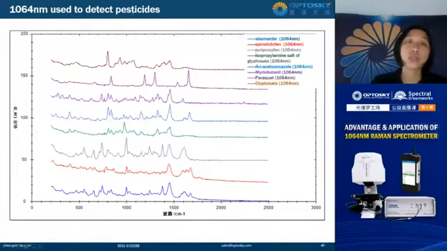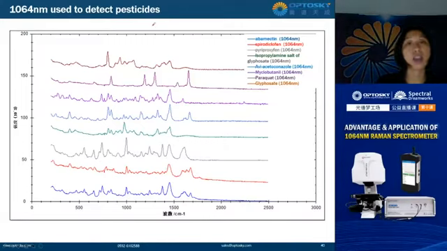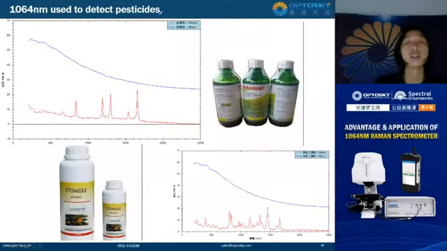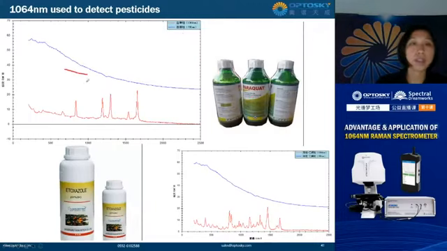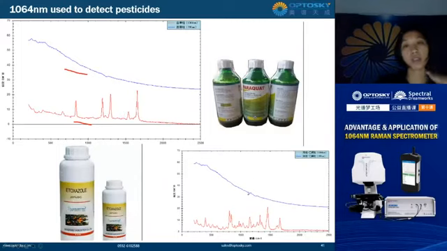1064 nanometer is used in our pesticide detection system. According to our experience, most pesticides cannot give Raman signals using 785, so it's necessary to use the 1064 Raman spectrometers. You can see paraquat: no Raman signal at 785, and 1064 has a Raman signal.